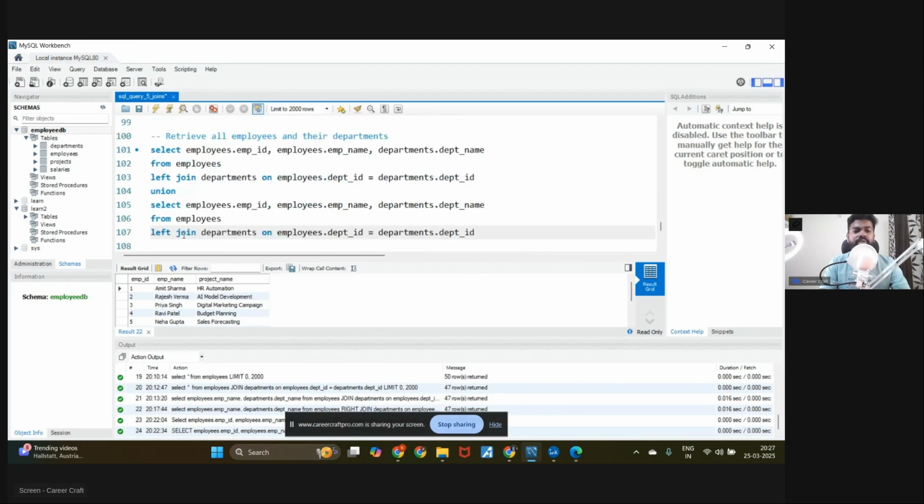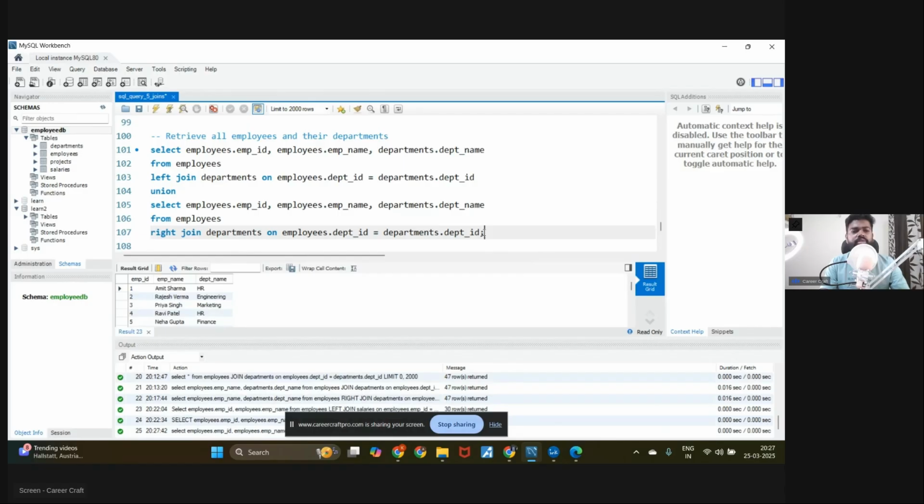Union will give you distinct elements. Union all will give you the duplicate elements as well. So employees dot employee ID, employee name, department name from employees. Now instead of left join, just write right join, and you are done. Now if you execute this, this is the way you will get all the employee IDs. See, even if there is a null value, you will get it correctly. Full outer join.